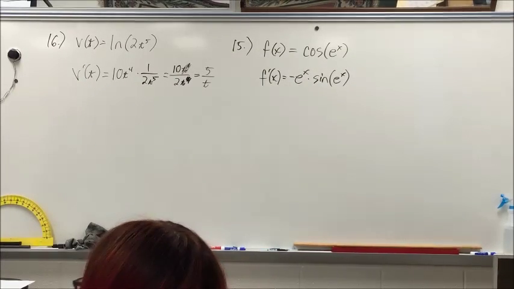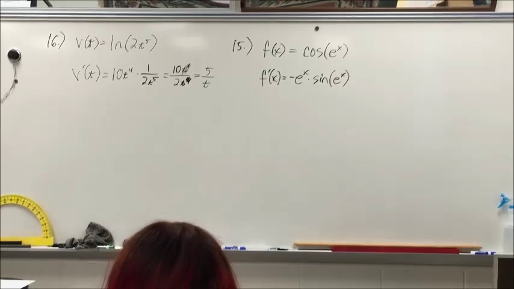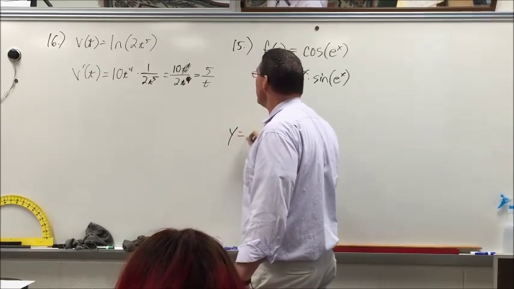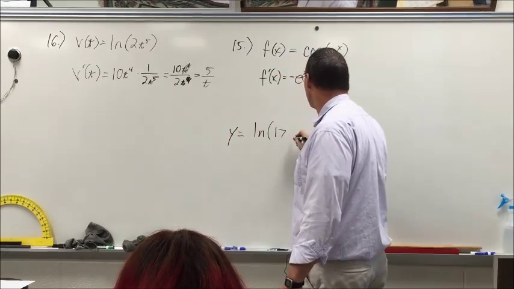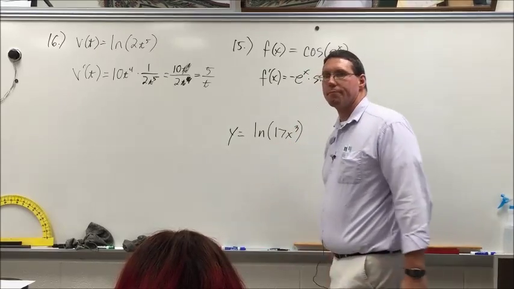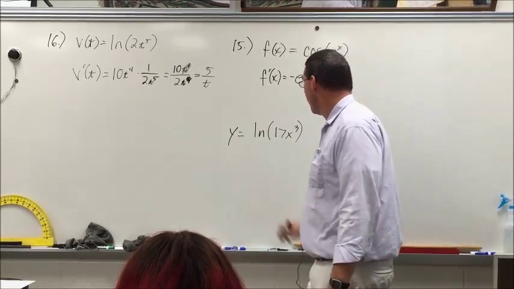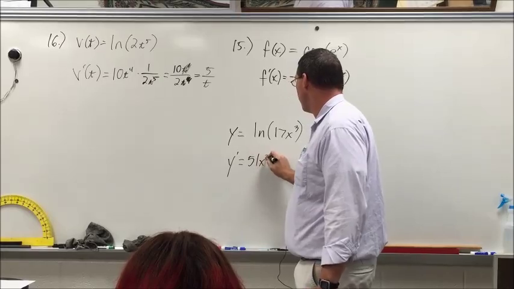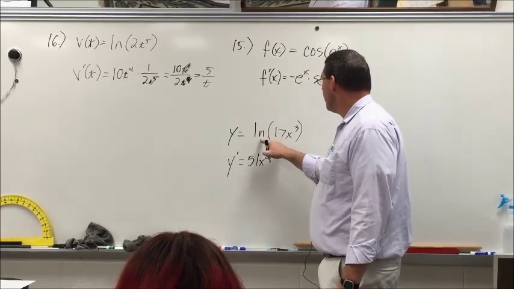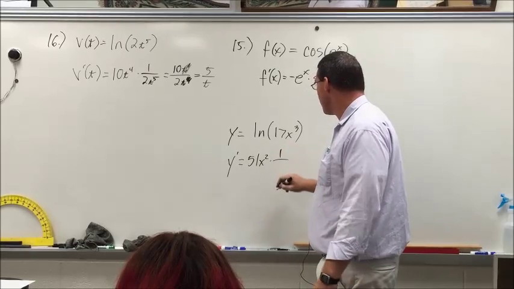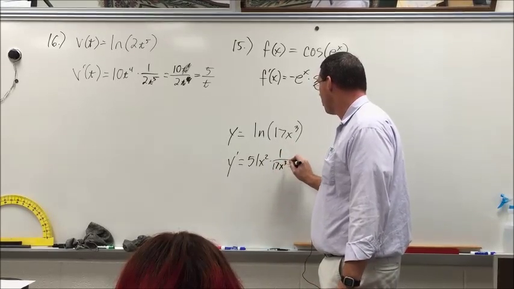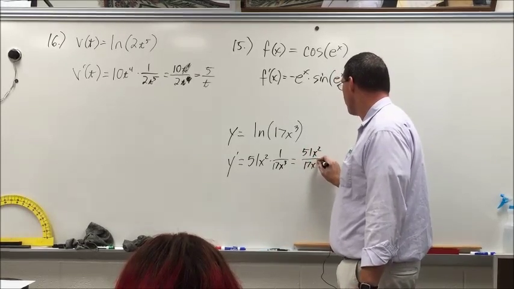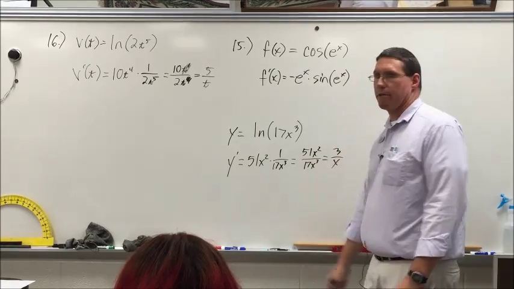You want to see something really neat? Watch this. Let's do the derivative of, let's say that y is equal to the natural log of 17x to the third power. You ready? So y prime is going to be the derivative of the inside, 51x squared, times the derivative of the natural log, which is 1 over x, but instead of 1 over x, we're going to do 1 over 17x to the third. Which now becomes 51x squared over 17x to the third, which is 3 over x.